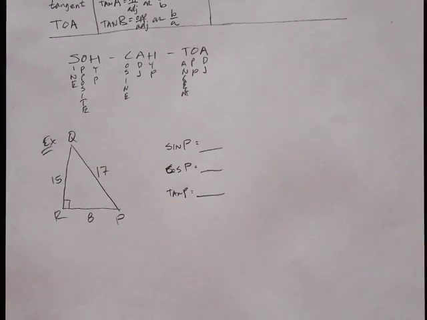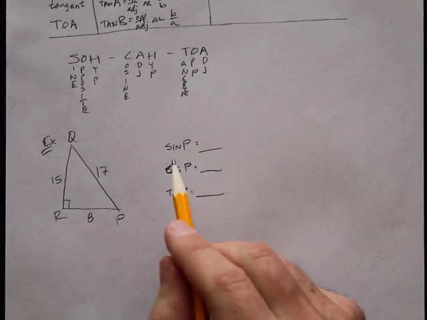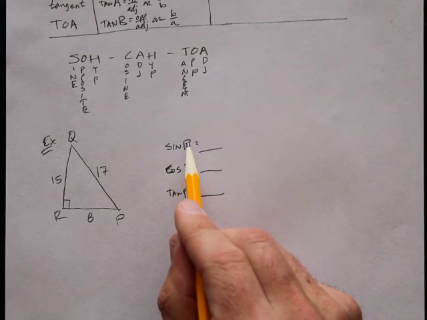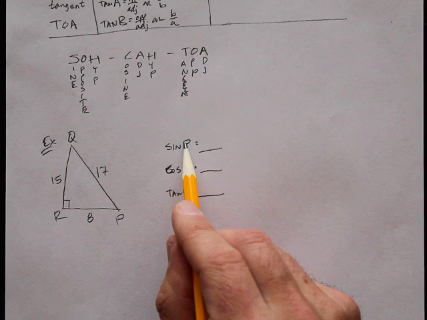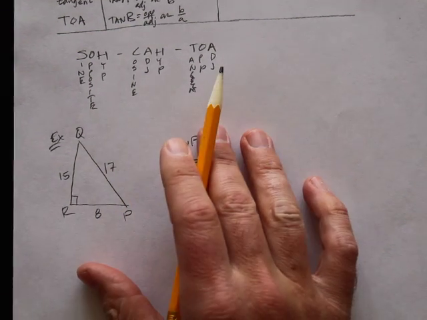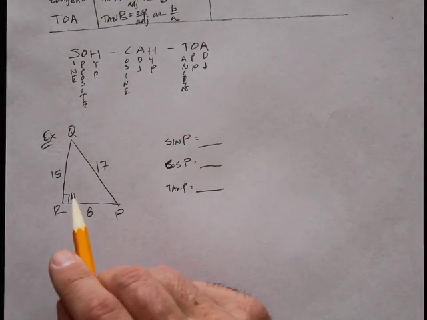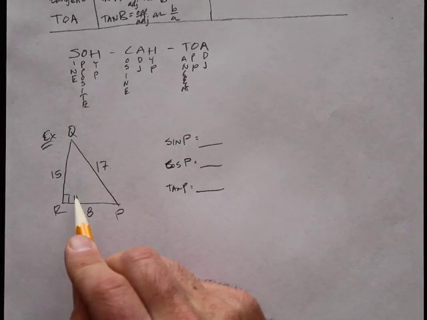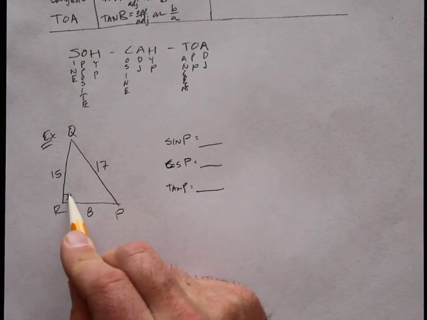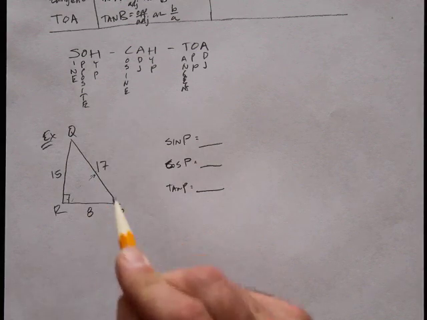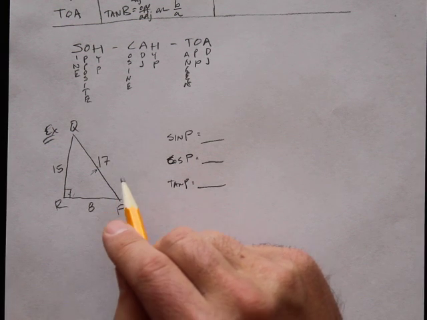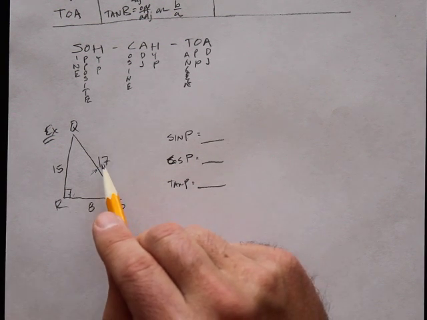All right, so we're going to do this together here. Sine of P. So first, I want to pay attention here to see what is my hypotenuse. That's important, to be able to find my hypotenuse. Remember, the hypotenuse is the side that is across from the 90-degree angle. So 17, that one's my hypotenuse. Okay, so that's going to help me so I know which one is my hypotenuse.